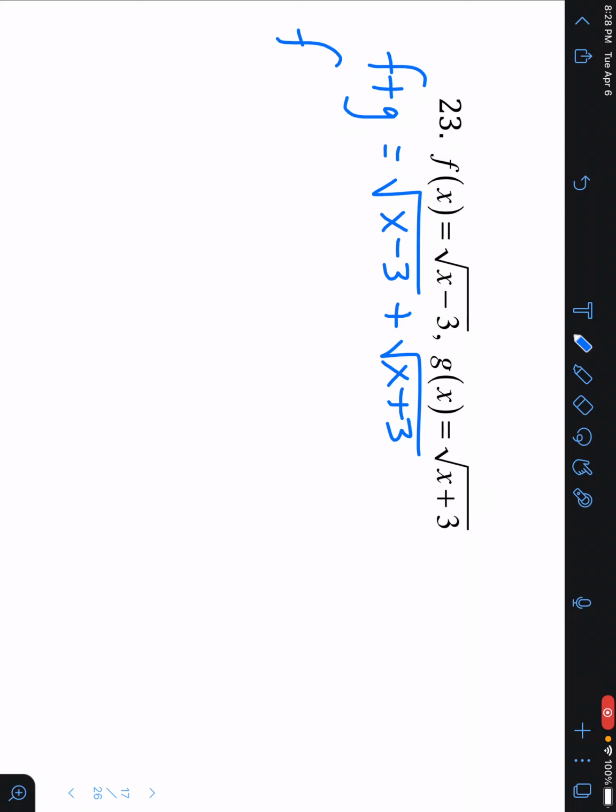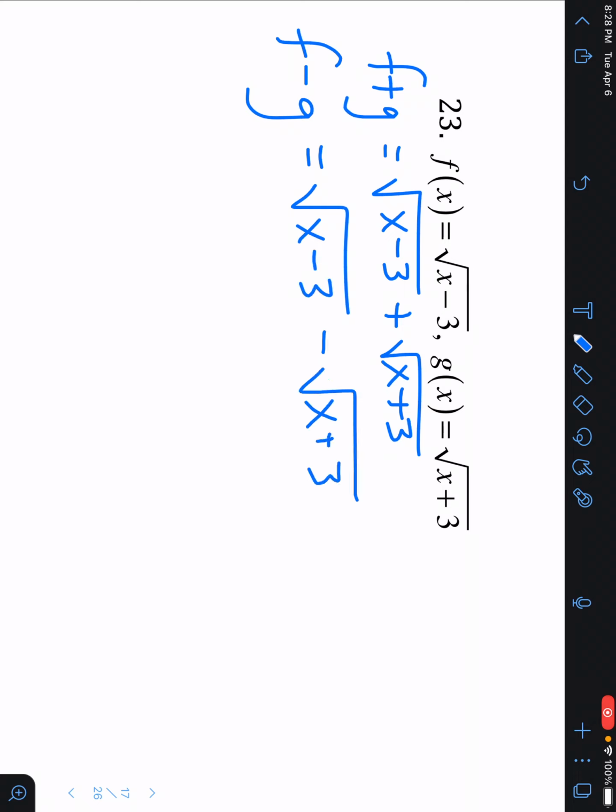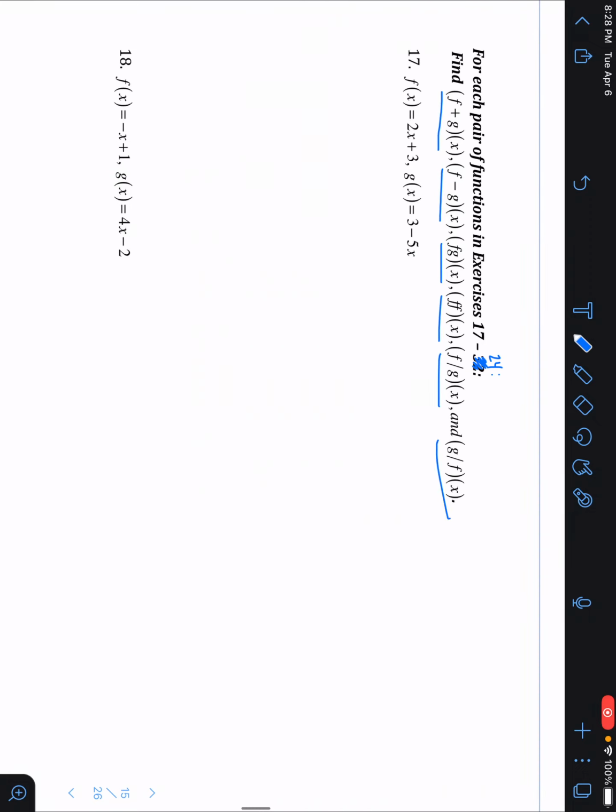After that, we have to do f minus g. So f minus g. Same thing here. There's no like terms to add here. We can't subtract anything. There's no like terms. What was after? Let's check what was after f minus g. After that was f times g.